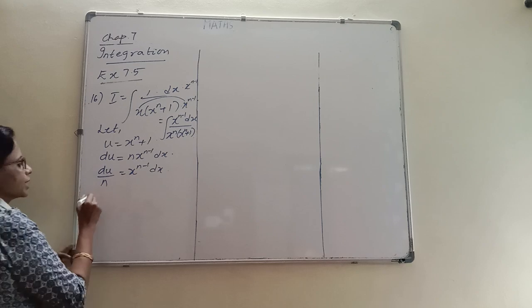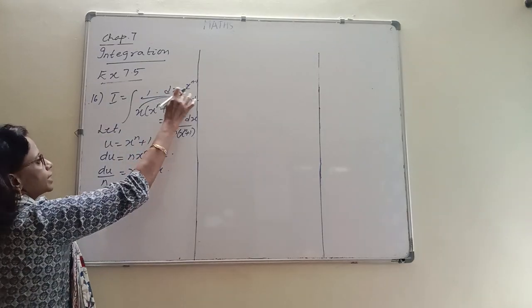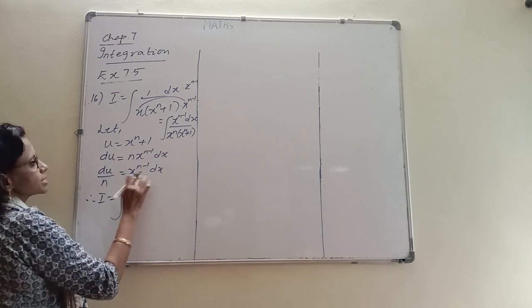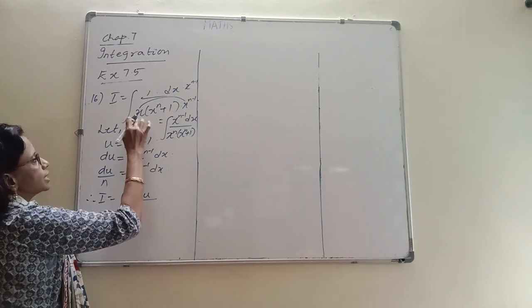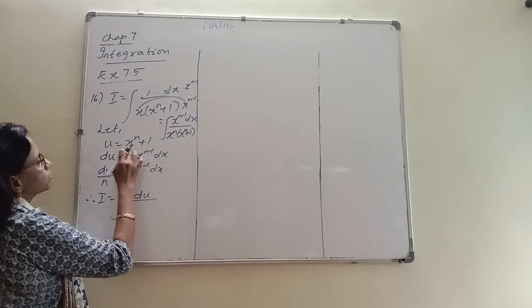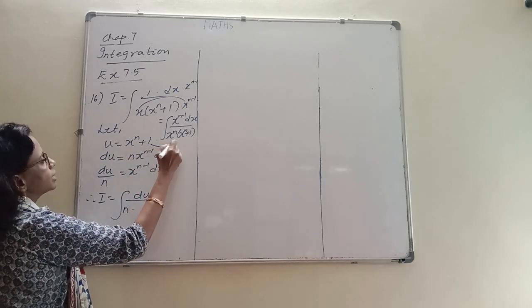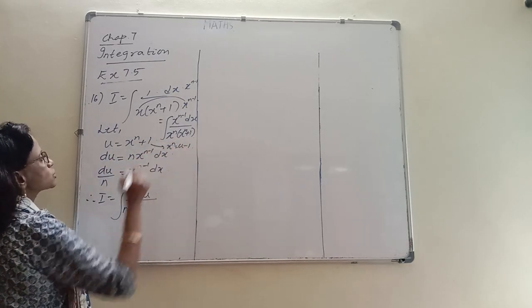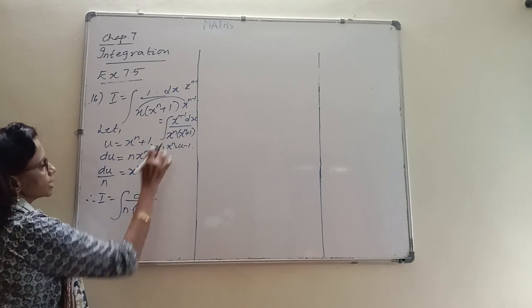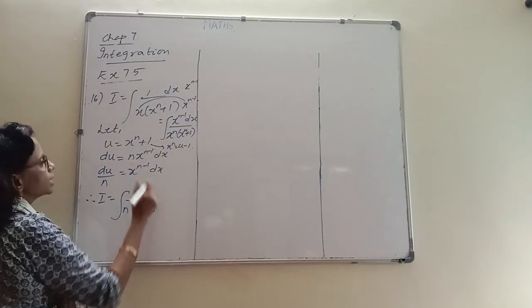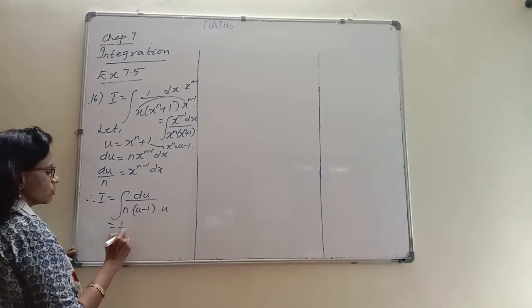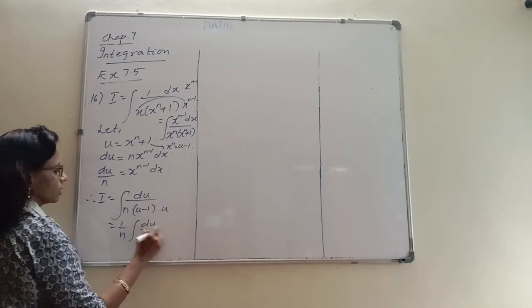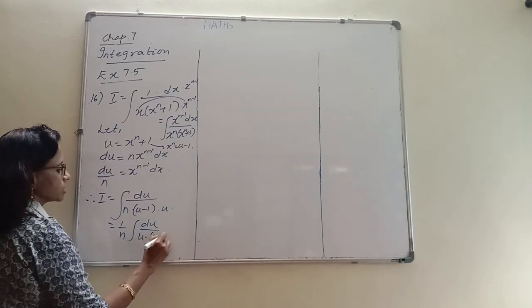So now we can convert the integral. The integral will now become, dx times x raised to n minus 1 is du over n. So that is done. x raised to n, from here it's clear that x raised to n is u minus 1, and x raised to n plus 1 we have already assumed as u. So this is 1 over n du over u times u minus 1.